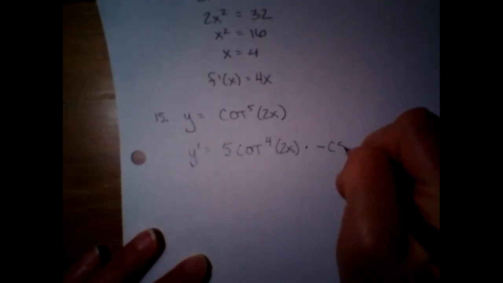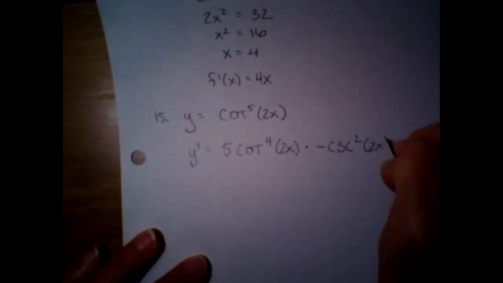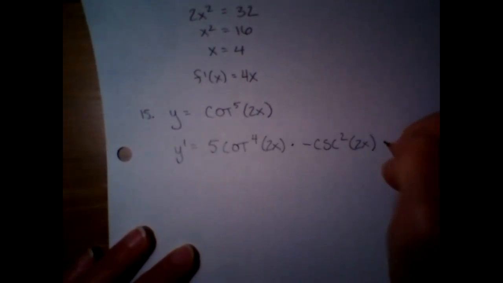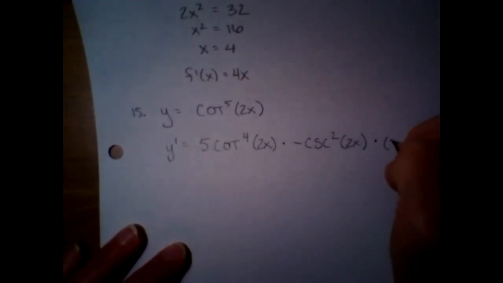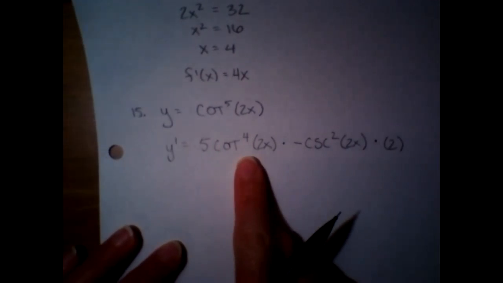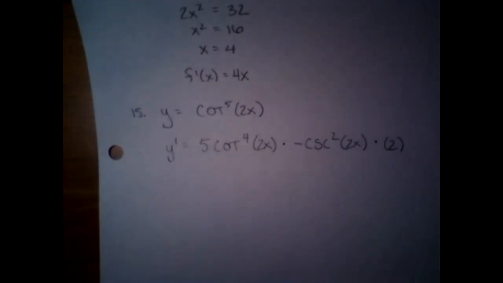Derivative of cotangent is negative cosecant squared. And then lastly, we're going to chain on the derivative of 2x, which is 2. So those were the 3 links in the chain. And you want to just leave it like that. You know, don't try to simplify that down, because if you make a mistake, then it's going to be wrong.